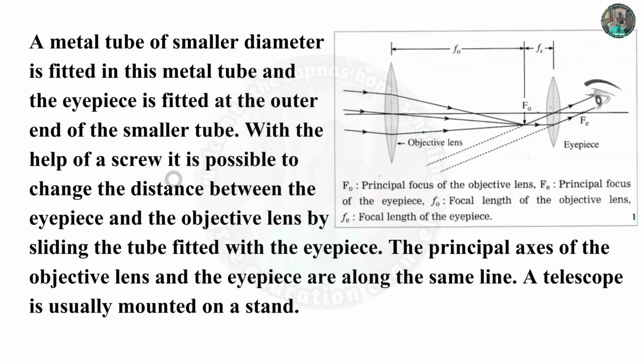With the help of a screw, it is possible to change the distance between the eyepiece and the objective lens by sliding the tube fitted with the eyepiece. The principal axes of the objective lens and the eyepiece are along the same line. A telescope is usually mounted on a stand. So this is the objective lens, this is the eyepiece. Here the figure is shown in this way.